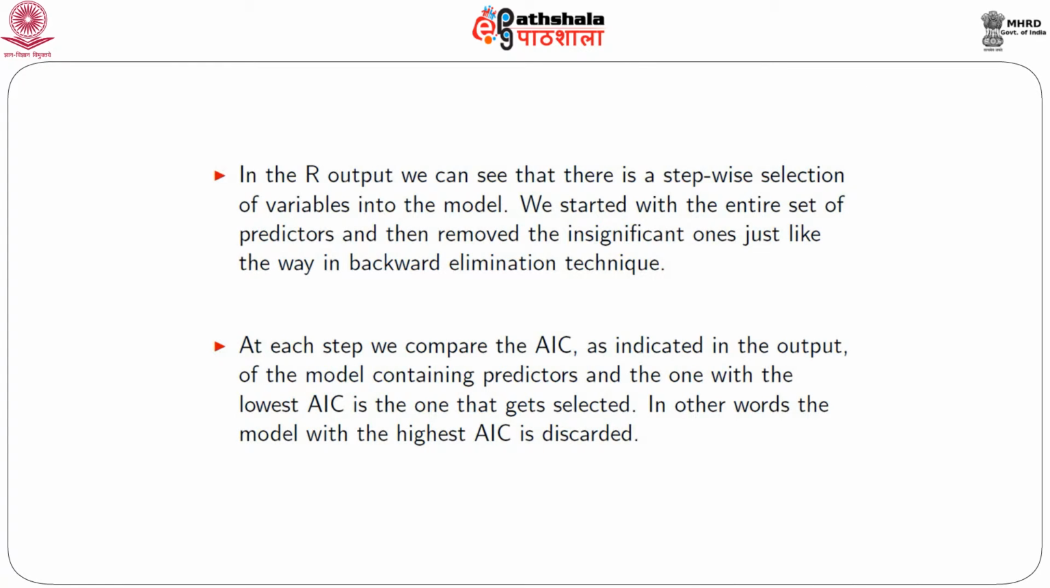In the R output, we can see that there is a stepwise selection of variables into the model. We started with the entire set of predictors and then removed the insignificant ones, just like in backward elimination. At each step, we compared the AIC of the model containing the predictors, and the one with the lowest AIC is the one that gets selected.